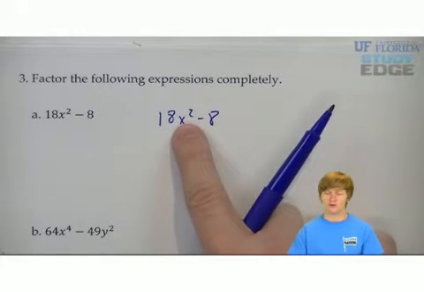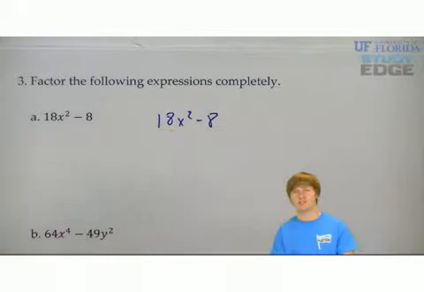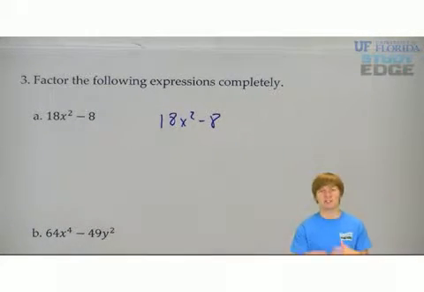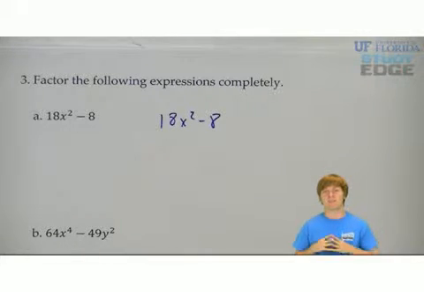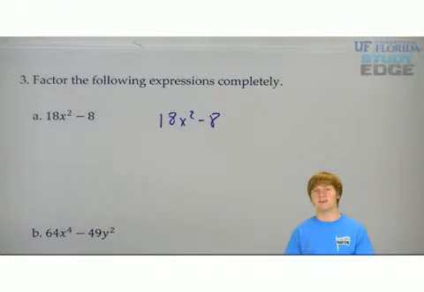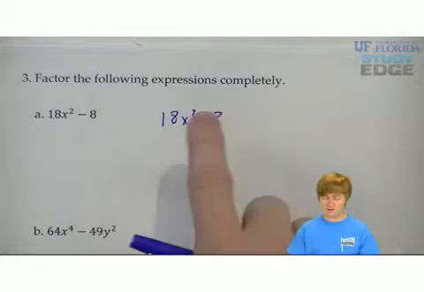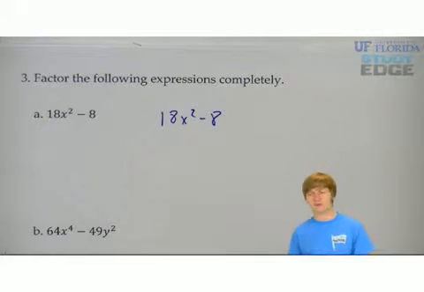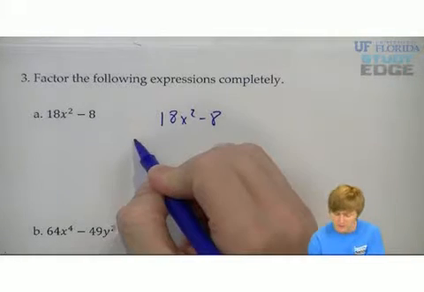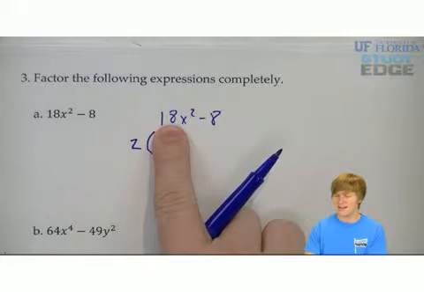Well, obviously there's no variable in the 8, so there's no x that each one of these terms share, but do the coefficients share a factor? The 8, which is a constant, and this 18, which is the coefficient, do those share any factors? Just by looking at them, I can see that both of these are even numbers, so I know that at the very least 2 is going to be a factor of both 18 and 8. So let's see if I factor out a 2, I can see what else might be going on.